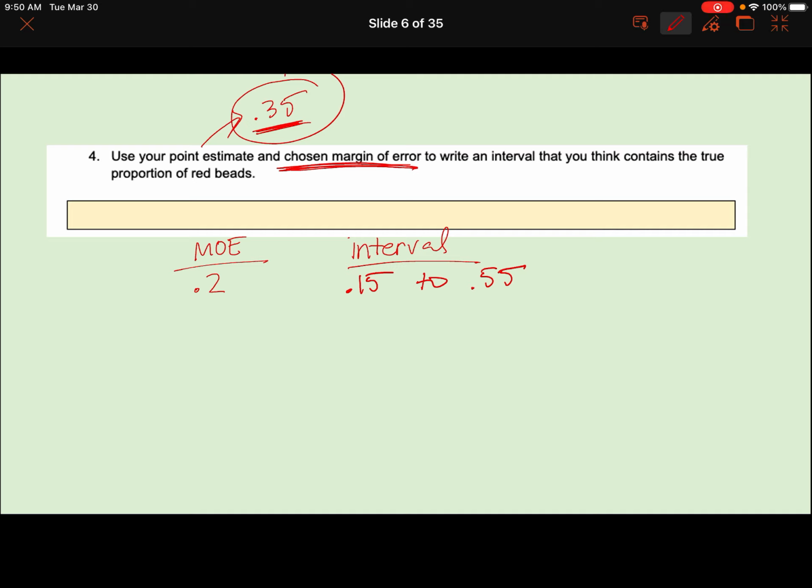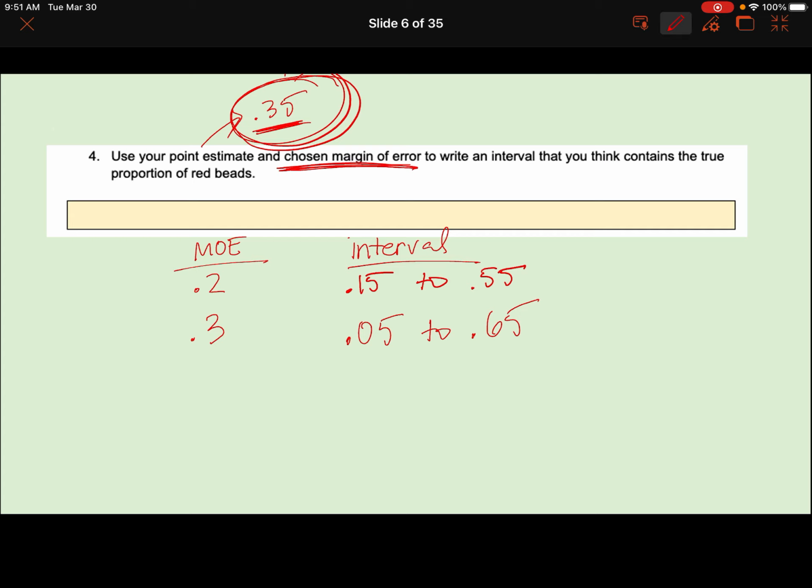Basically, your point estimate is going to be smack in the middle of your interval. You are adding and subtracting your margin of error to get the bounds of your interval. If your margin of error was 0.3, just for another example, I would take my point estimate and subtract 0.3 to get my lower bound, and I would add 0.3 to get my upper bound.